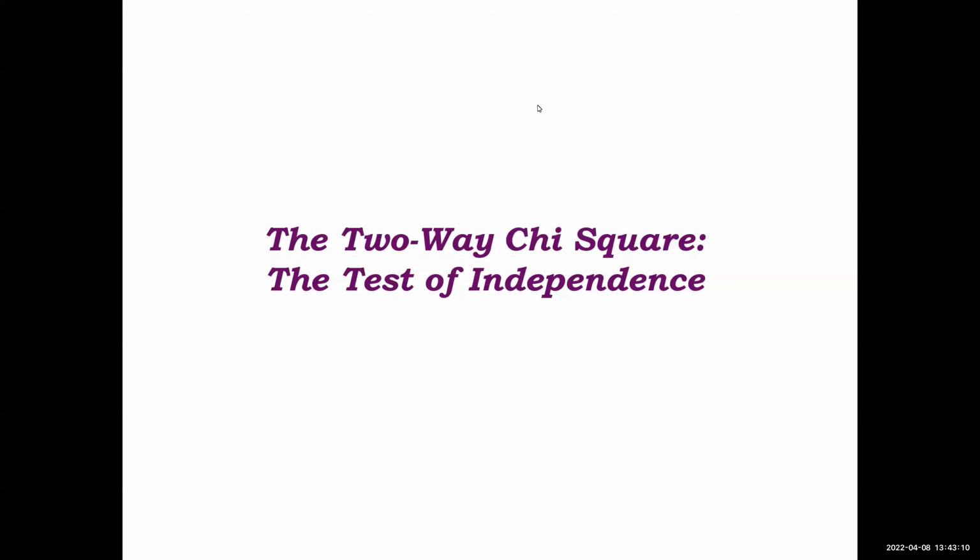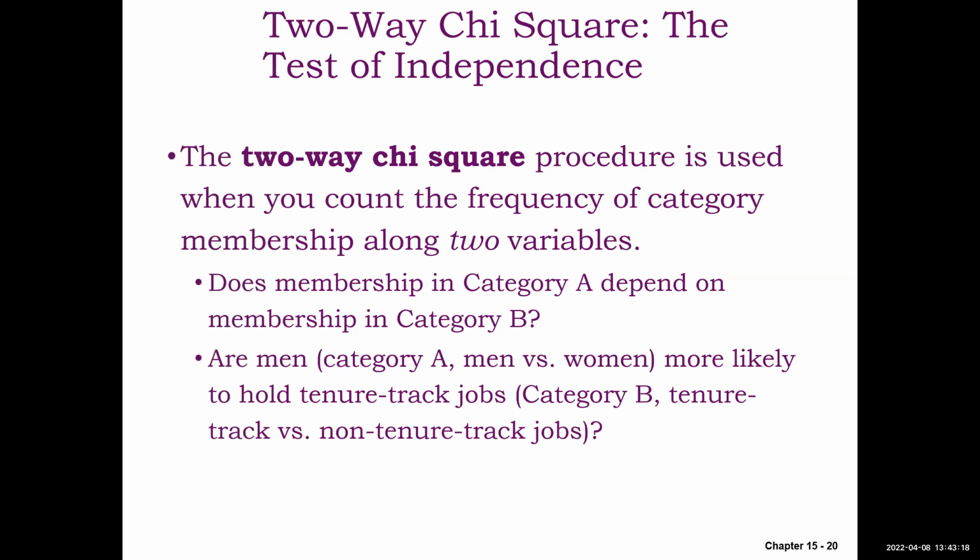Okay, this is recording 2 of my chi-square lecture. Now we're at the two-way chi-square, the test of independence. This is just used when you have 2 variables and you're counting frequency, just like with the one. The question you're asking is, does membership in category A depend on membership in category B?